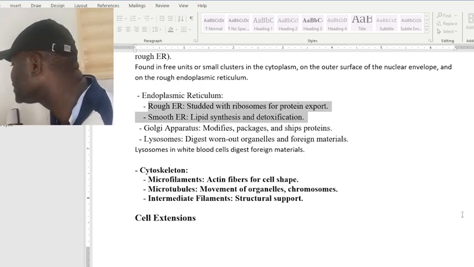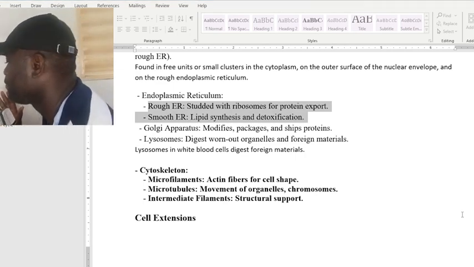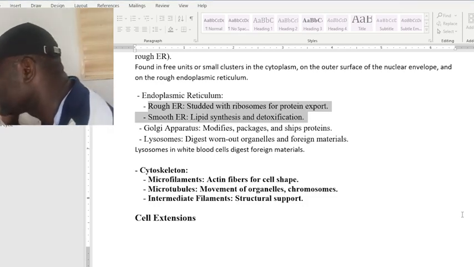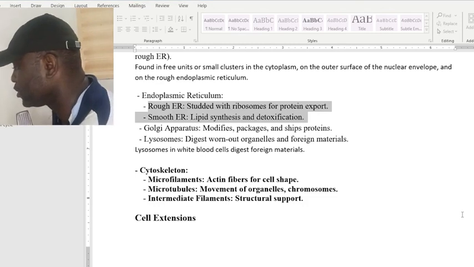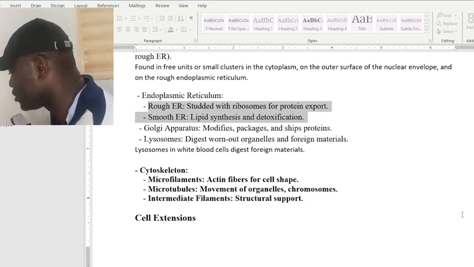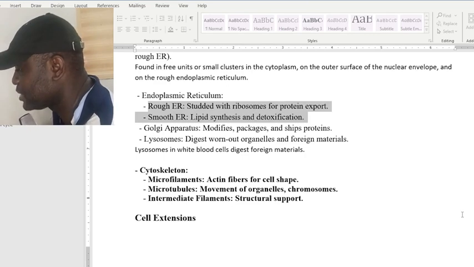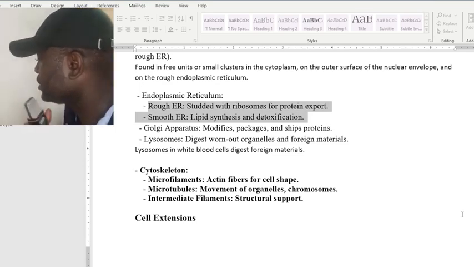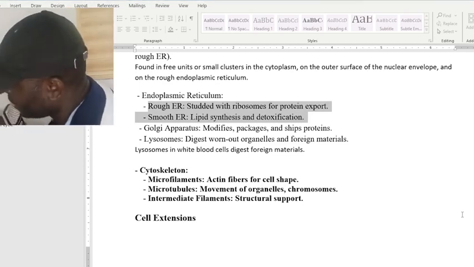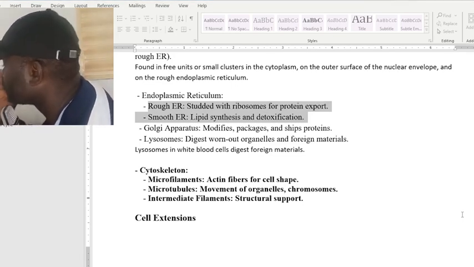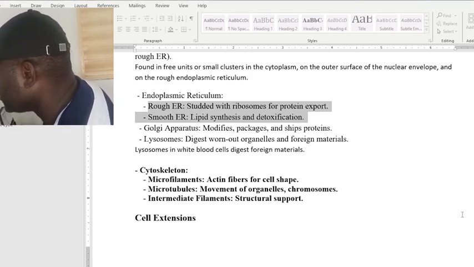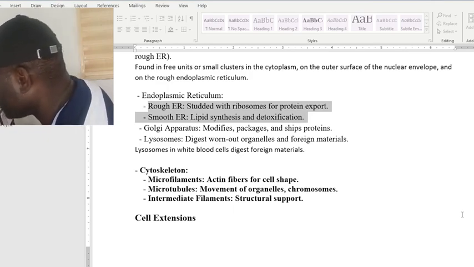Okay, so the smooth endoplasmic reticulum is for lipid synthesis, the synthesis of steroids, and for detoxification. Most of your drugs are detoxified in the cell, in the liver, by smooth endoplasmic reticulum. So do not forget this. It's important information. We will come across it in one of the MPC anatomy past questions. The smooth endoplasmic reticulum is responsible for detoxification because it contains some enzymes that detoxify drugs.